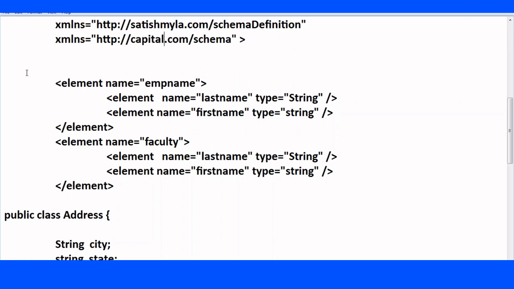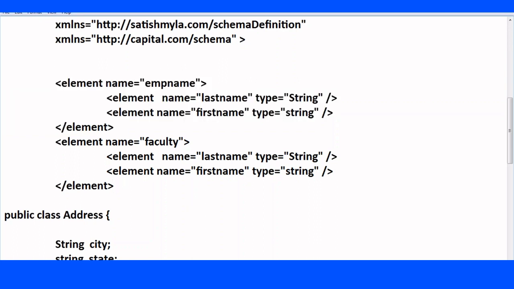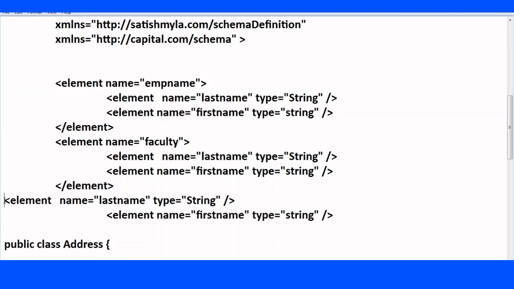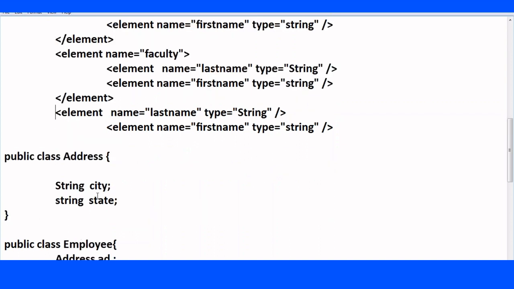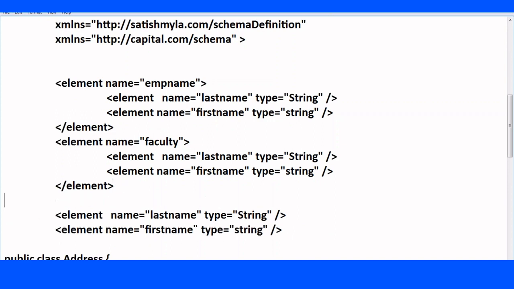But the problem is, in the capital namespace I have one more element called employee. In the capital, there are two elements. Look at the element. The capital also has an element called employee.